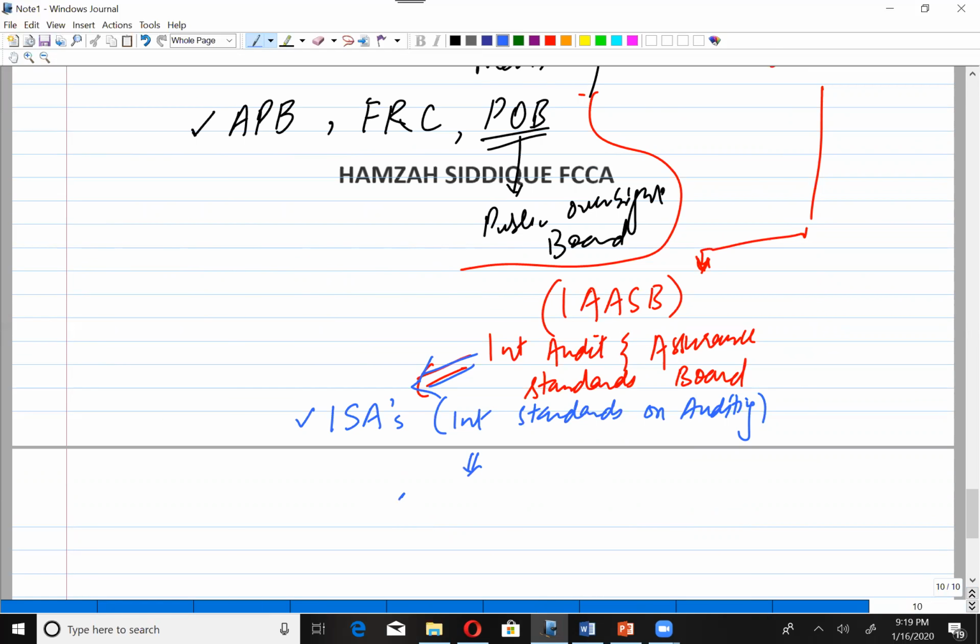What are they? They are step-by-step guidelines to audit the financial statements of a company. Yes, they're guidelines, ISAs. So they are directing and controlling the work of the auditor by these guidelines.